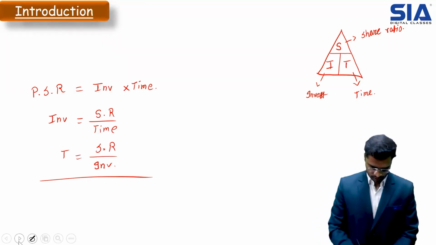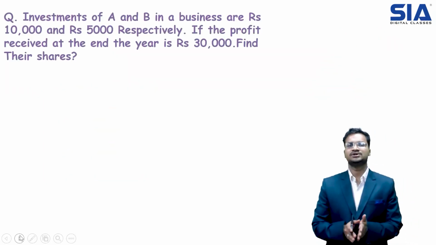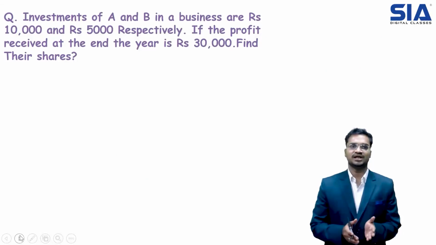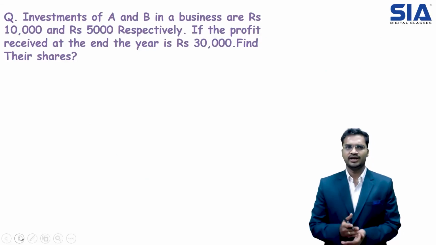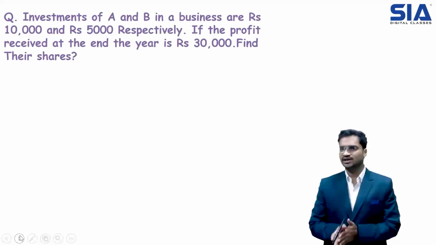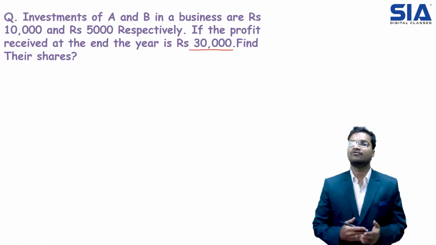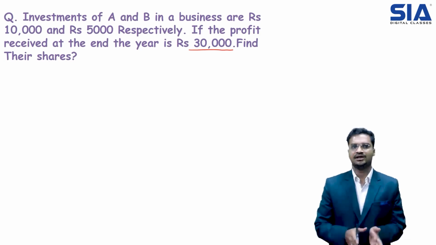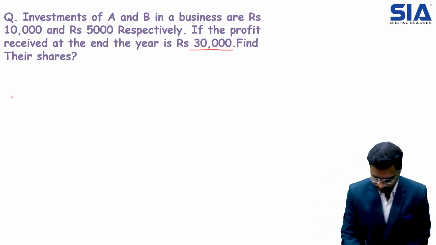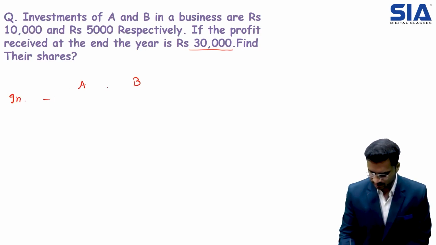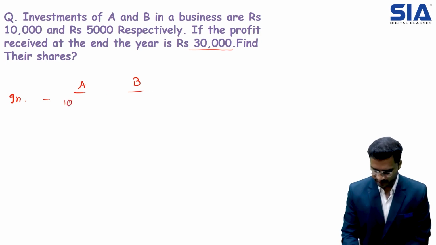Our first question says investments of A and B in a business are rupees 10,000 and 5,000 respectively. If the profit received at the end of the year is 30,000, so they are getting a profit of 30,000 rupees. Let us write the investments of A and B as follows. The investment of A is 10,000 rupees and the investment of B is 5,000 rupees.